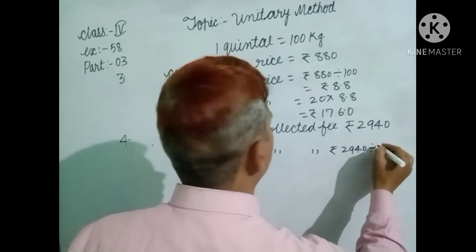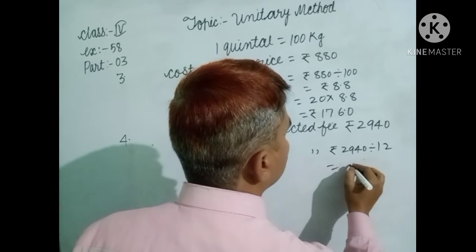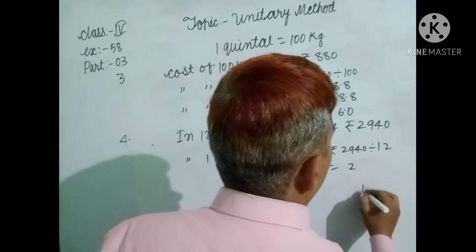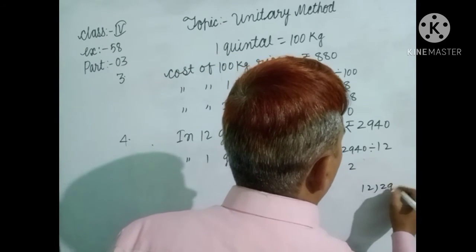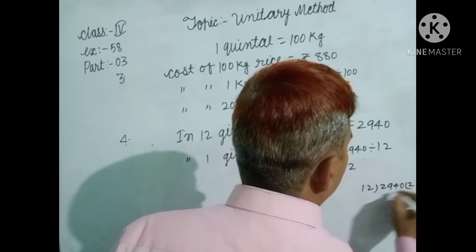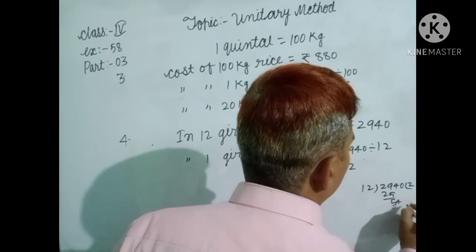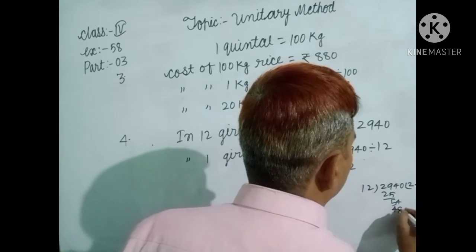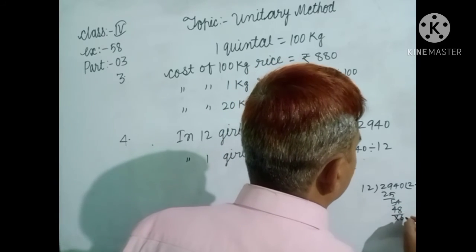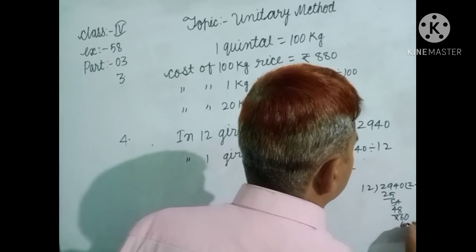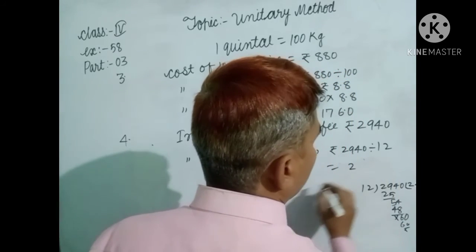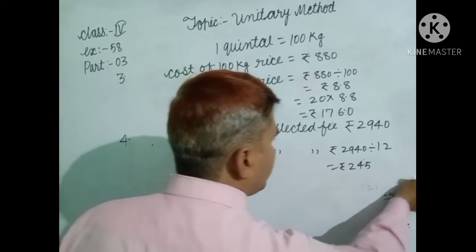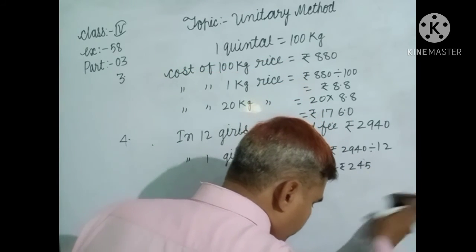2,940 divided by 12. Here 12 twos are 24, right? Divide in this way, 2940. 12 twos are 24, 5 4s, 12 fours are 48, and here 6, here 0, 12 fives are 60. So you write here 245. One girl submitted 245 rupees.